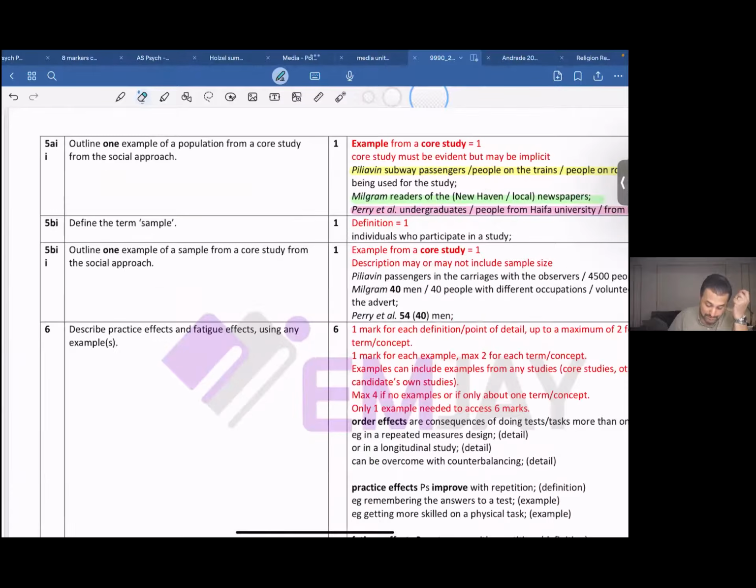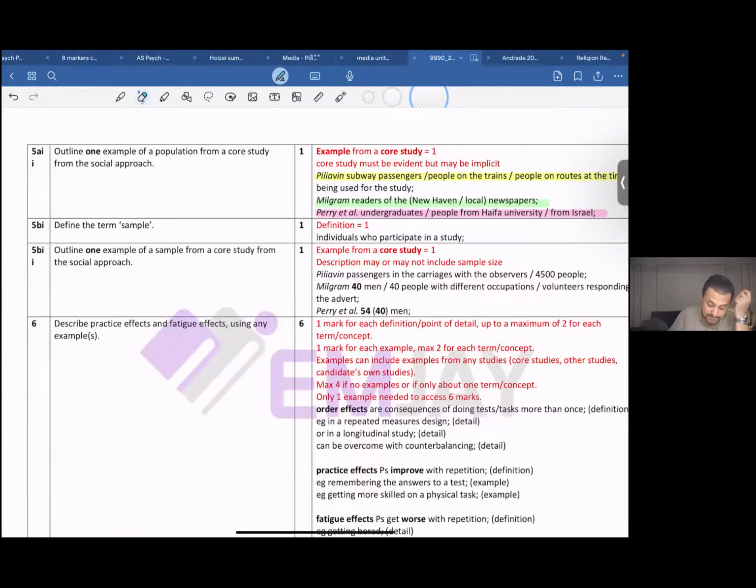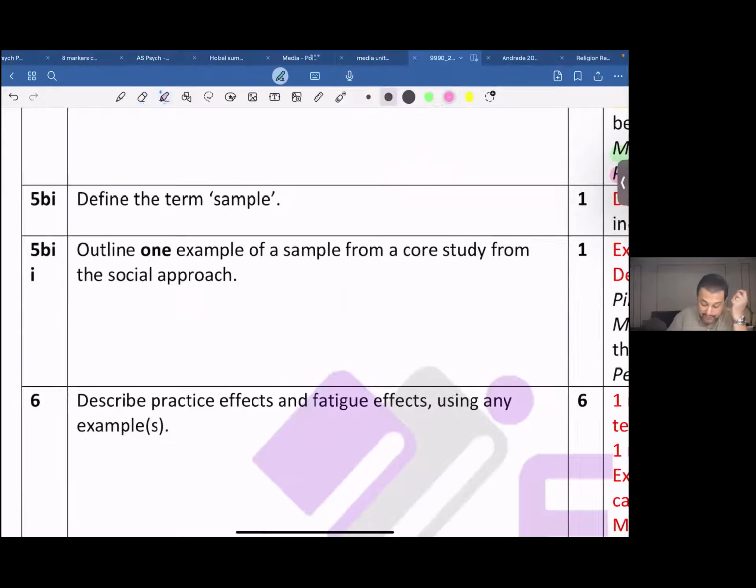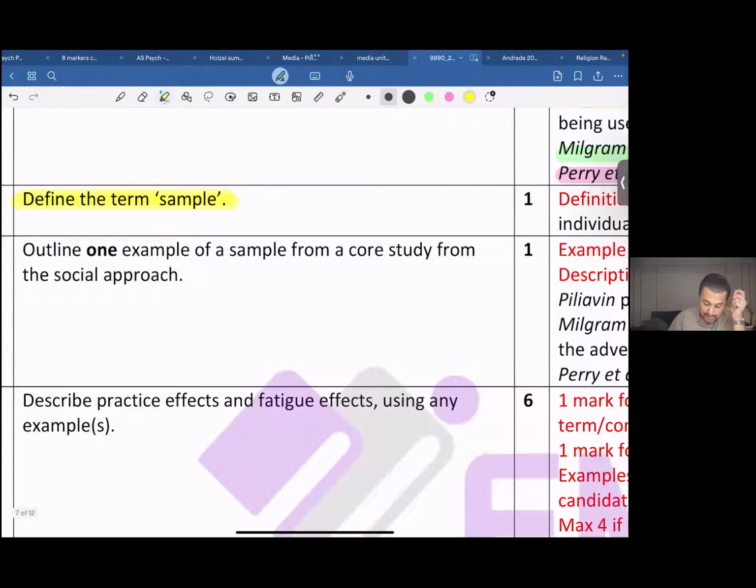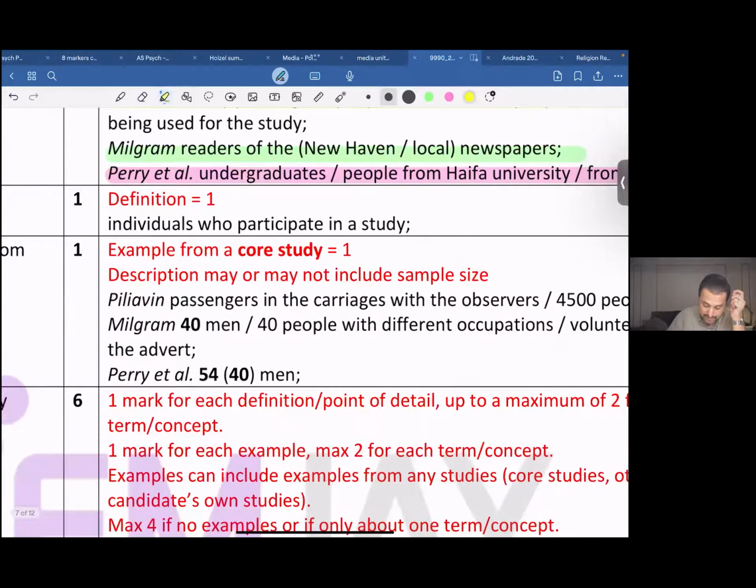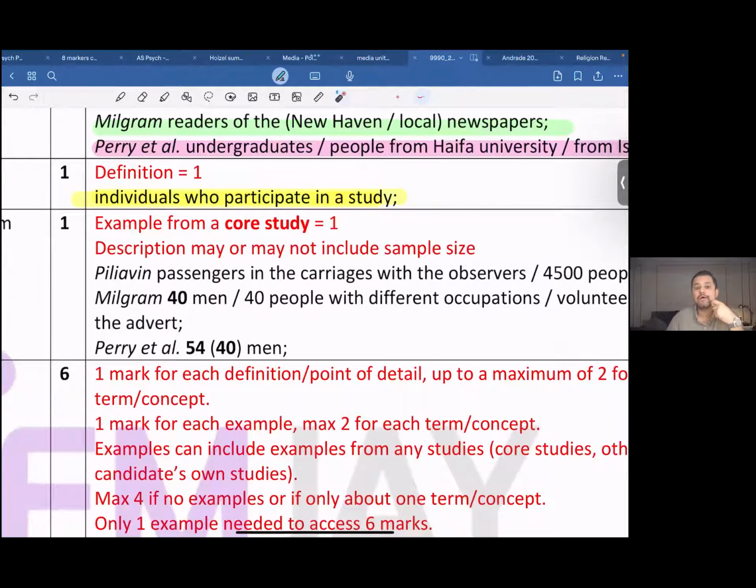Moving on to part 5B over here. This one reads, define the term sample. So what is a sample again? Individuals who participate in a study, right? We use the word population to refer to individuals who share a particular characteristic. We use the word sample to refer to the individuals who participate in a study.